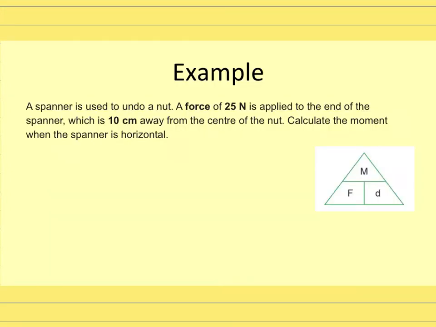All right. So straight in with the examples here. A spanner is used to undo a nut. A force of 25 newtons is applied at the end of a spanner, which is 10 centimeters away. Calculate the moment when the spanner is horizontal. So a fairly easy calculation here. I don't know if you want to go and try this. Press pause, and then we'll have a look.